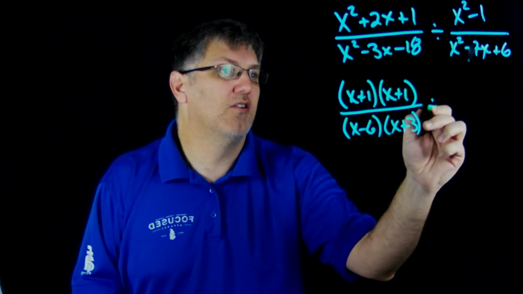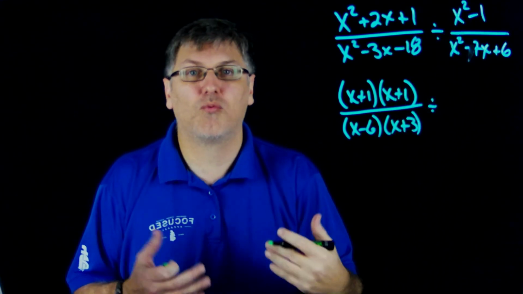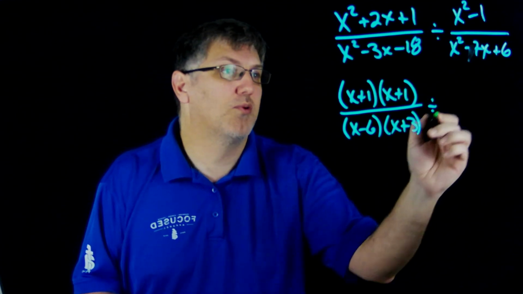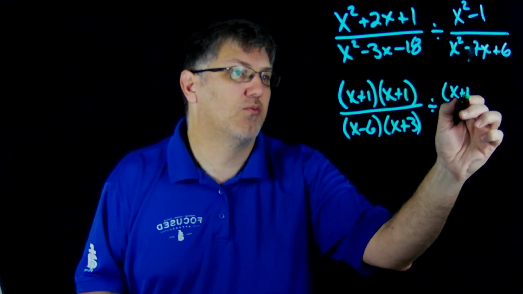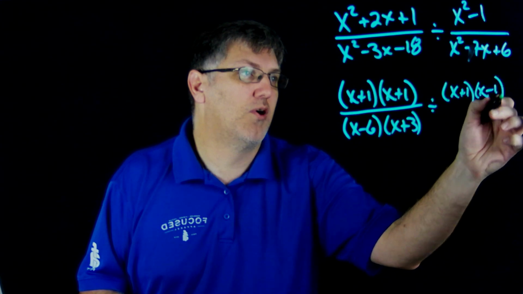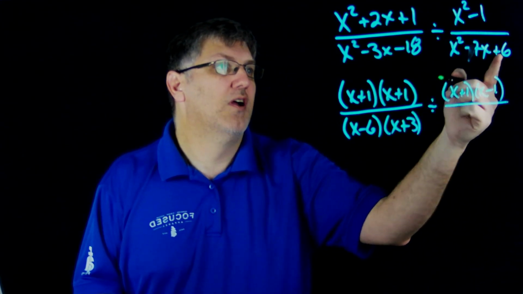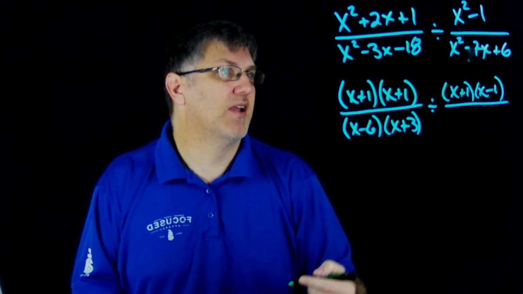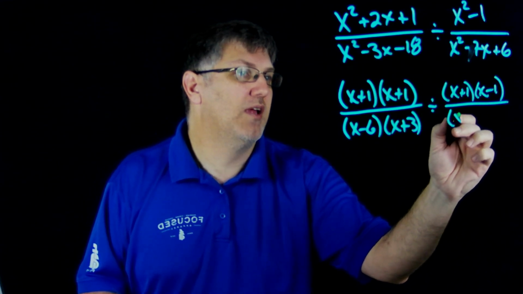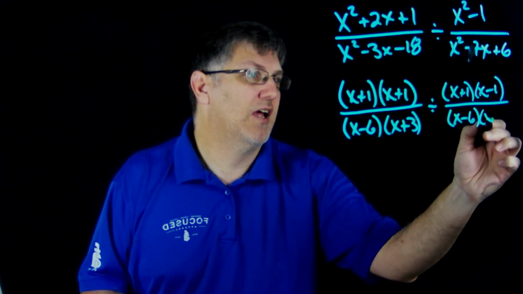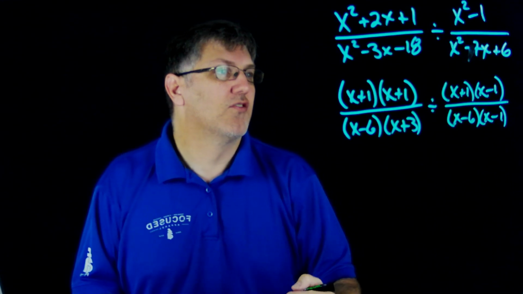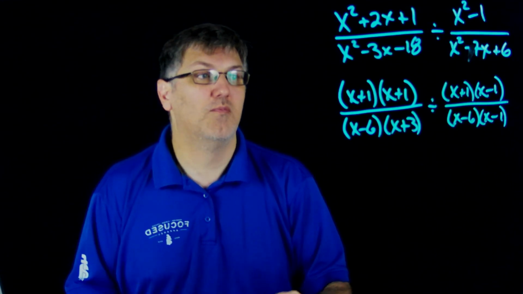Then I'm going to go ahead and divide by, well, x squared minus 1 is a difference of two squares. That's pretty easy to factor. We have x plus 1, x minus 1, and that's going to be over, let's see, x squared minus 7x plus 6. That's going to be x minus 6, x minus 1. So now I have everything fully factored.